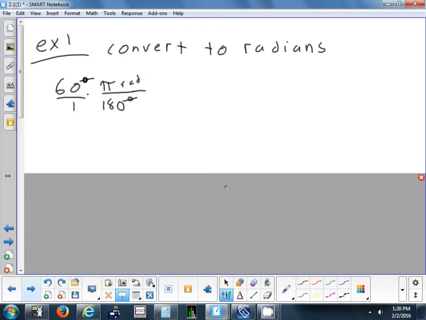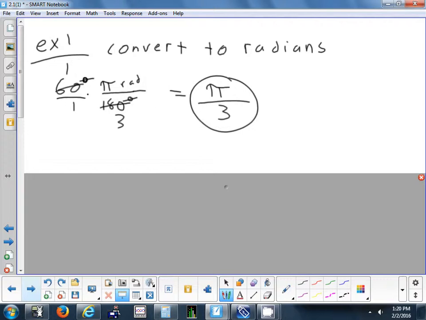Okay, 2 choices. Either multiply straight across or reduce first. I would probably reduce first. Okay. Is there any number that goes into both 60 and 180? 60. 60 goes into 60 once, goes into 180 3 times. So I'm left with 1 times pi. You can write 1 pi or just write pi. Okay? And in the bottom, I'm left with 1 times 3. And that's it. That's your final answer.